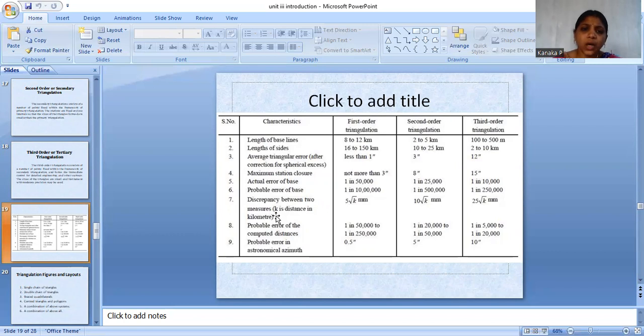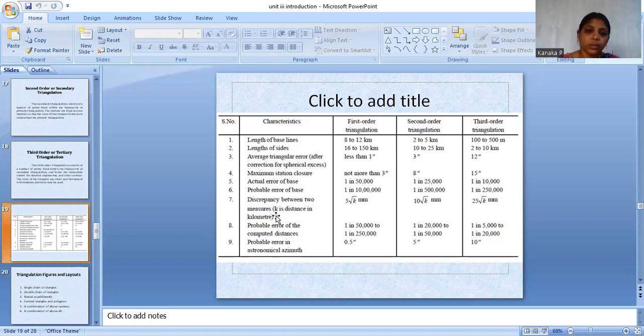So next one is average triangle error. After the correction of the spherical excess, less than 1 second for first order triangulation. This one is 3 seconds, second order triangulation, 12 seconds, third order triangulations. So probable error of base: 1 in 10 lakhs. Next one is 1 in 5 lakhs. Next one is 1 in 250 lakhs. So discrepancy between two measures.